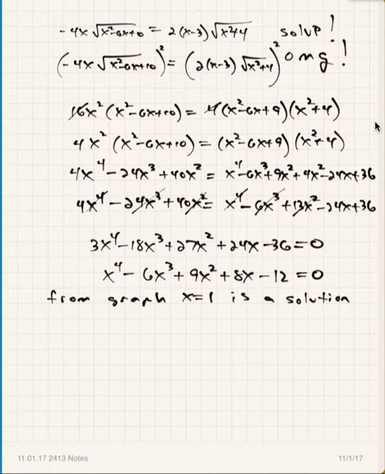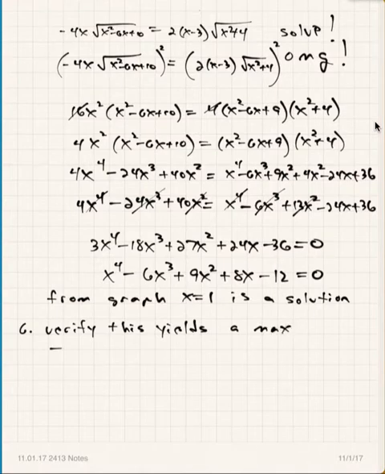And so I've got x equals 1. And then you'd have to actually verify, step 6 is verify this yields a max. And I would look at the graph again for this problem. So I would look at the graph now, but now remember what you're maximizing.